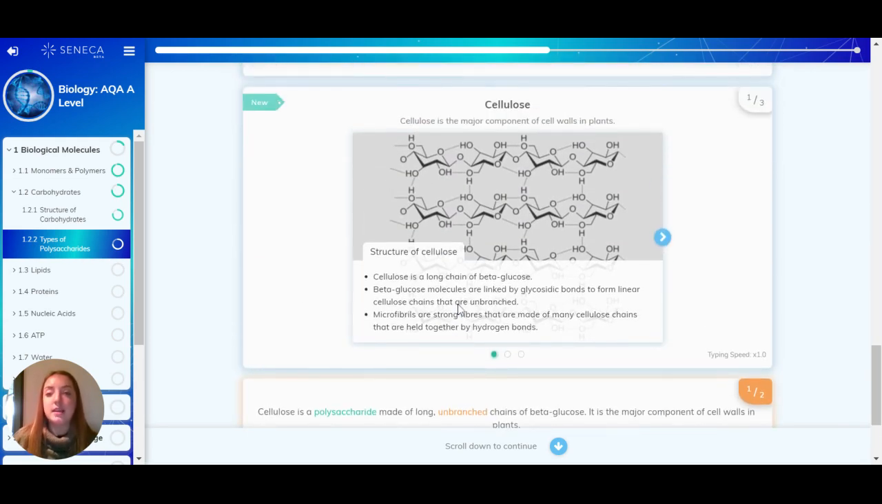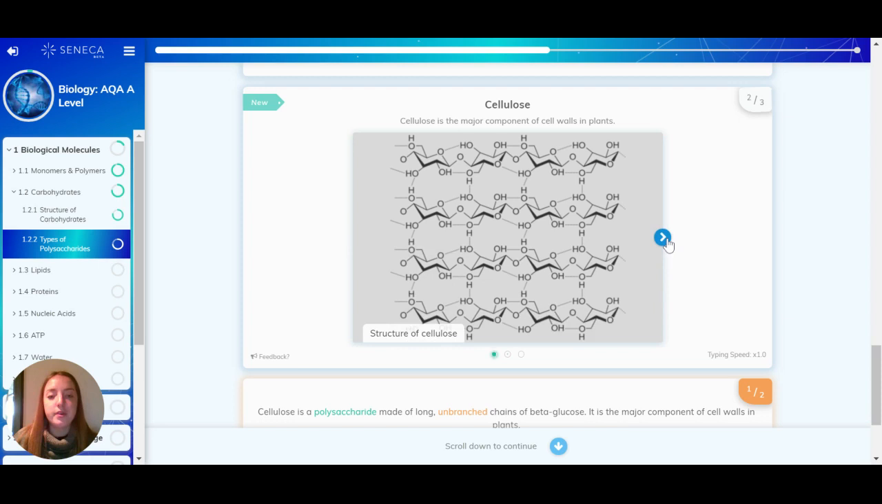The last polysaccharide we're going to look at is cellulose, which is a major component of cell walls in plants. Cellulose is a long chain of beta-glucose. Beta-glucose molecules are linked by glycosidic bonds to form linear cellulose chains that are unbranched, so they're straight. Microfibrils are strong fibers made of many cellulose chains that are held together by hydrogen bonds.